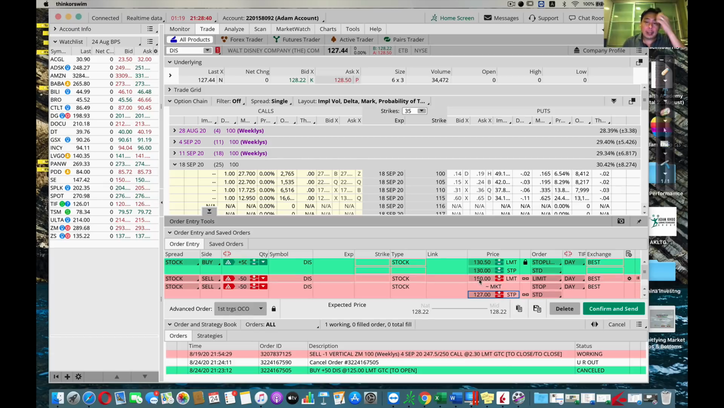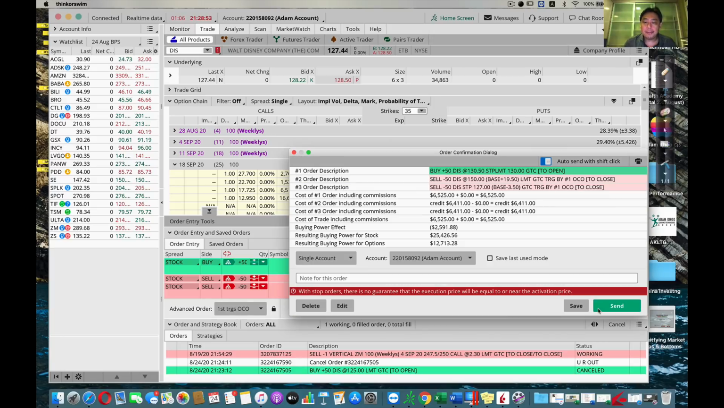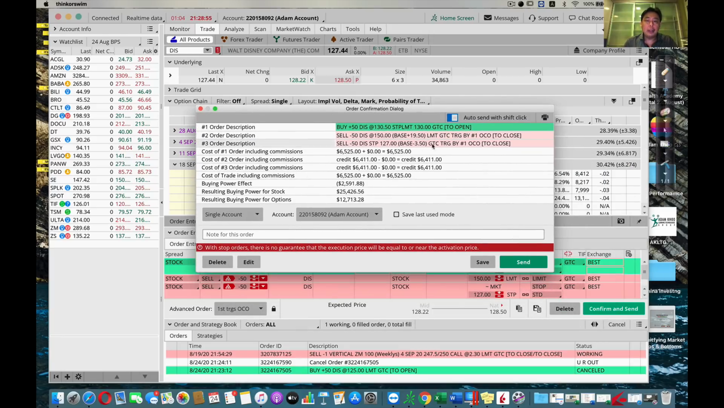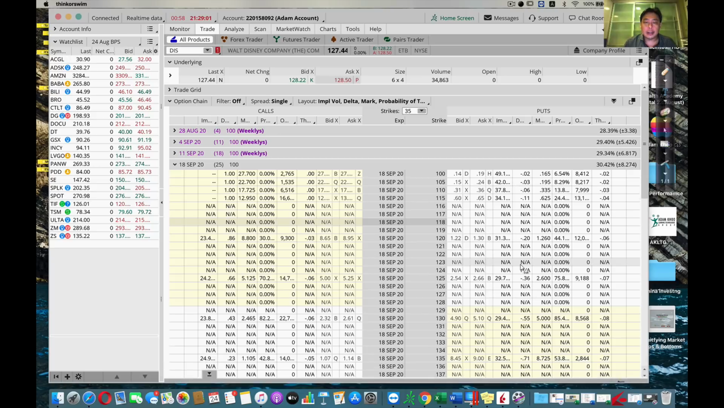Now, for your take profit and stop loss, it has to always be good to cancel. GTC, always good to cancel. For the entry, it can be day or good to cancel as well. All right. Once you're happy with that, click confirm and send. And again, go through the confirmation box, make sure everything is correct, double check, and then send it in.